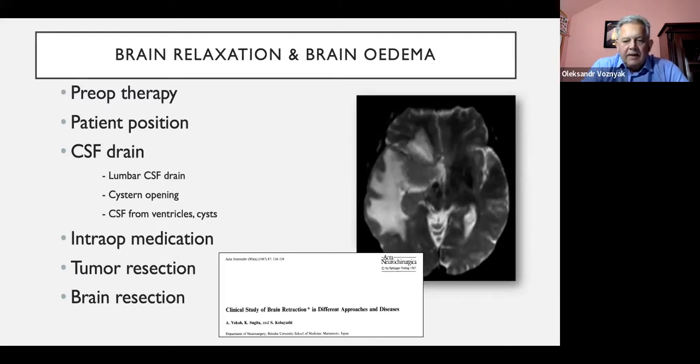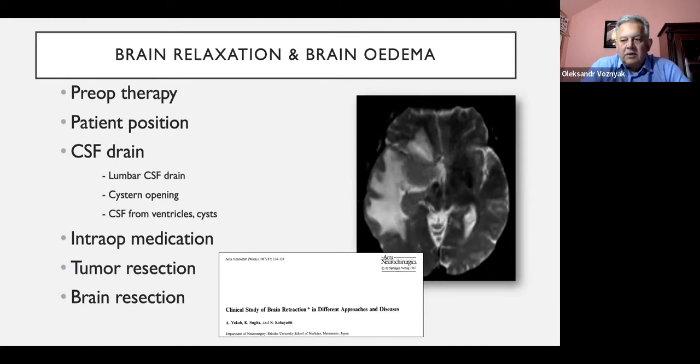It eases the brain retraction during surgery and minimizes the trauma. Position of the patient also, as I told, is very important. CSF drain is, I think, the main step for providing brain relaxation.